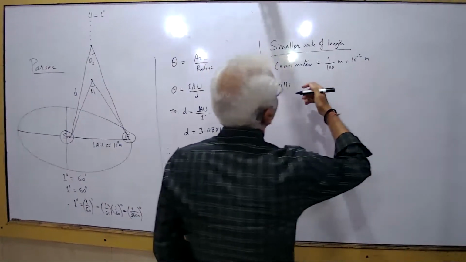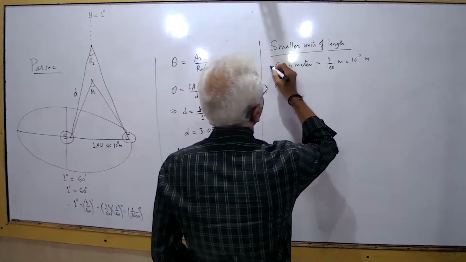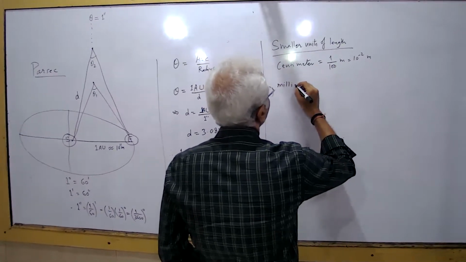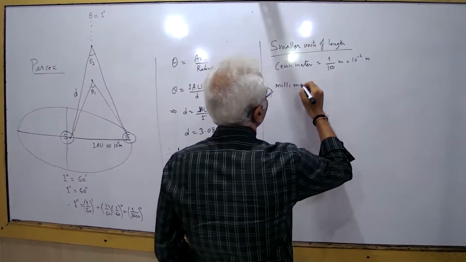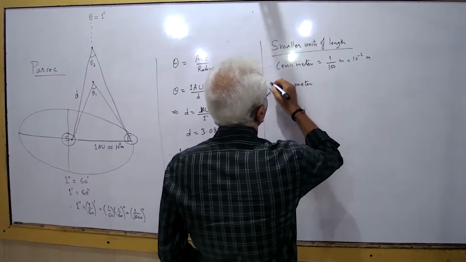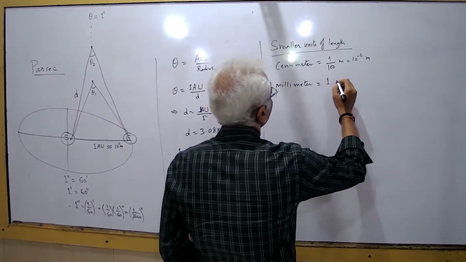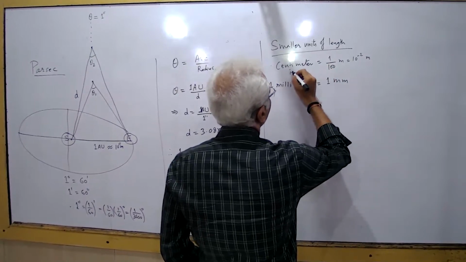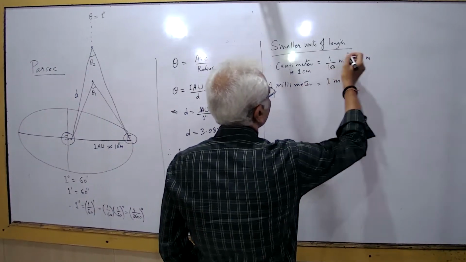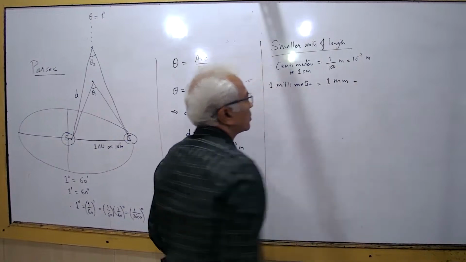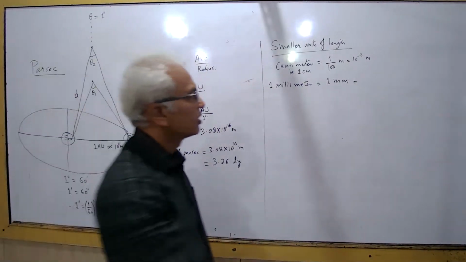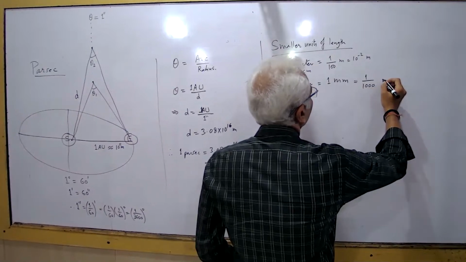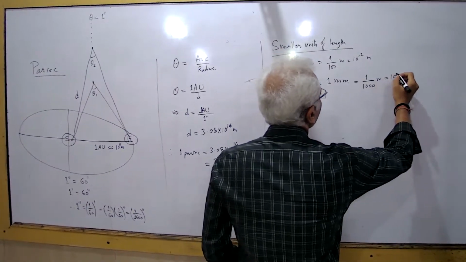So 1 centimeter is written as 1 cm. Millimeter, you write 1 mm. Here you can write that 1 centimeter is equal to this. So what is 1 millimeter? It is the 1,000th part of a meter, or 10 raised to minus 3.